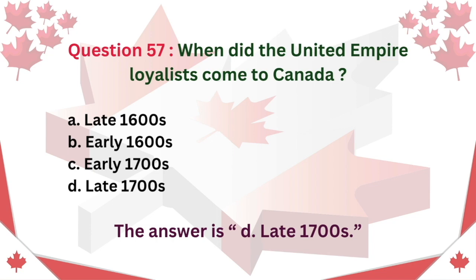Question 57. When did the United Empire Loyalists come to Canada? A. Late 1600s. B. Early 1600s. C. Early 1700s. D. Late 1700s. The answer is D. Late 1700s.